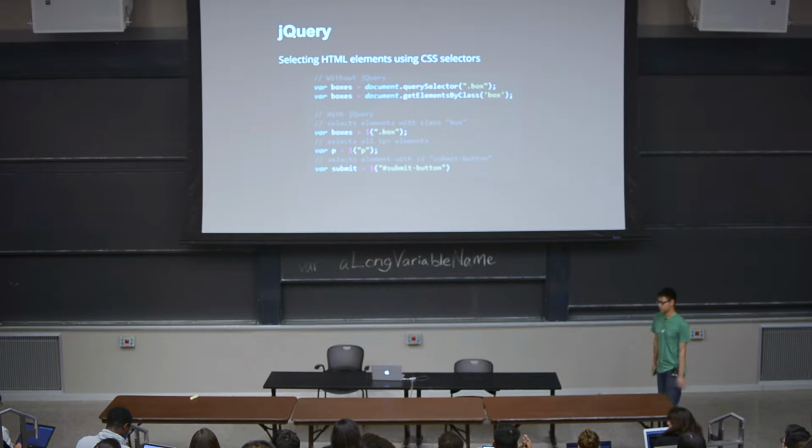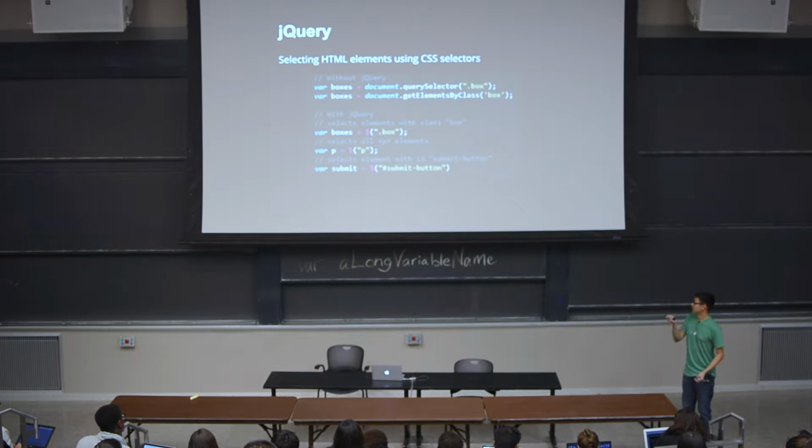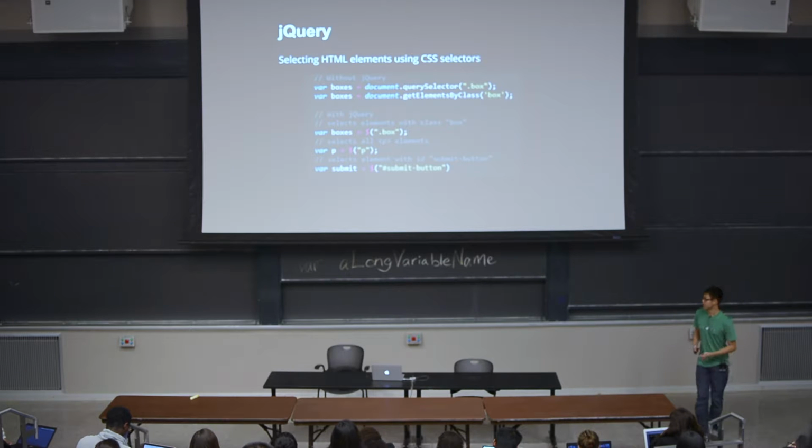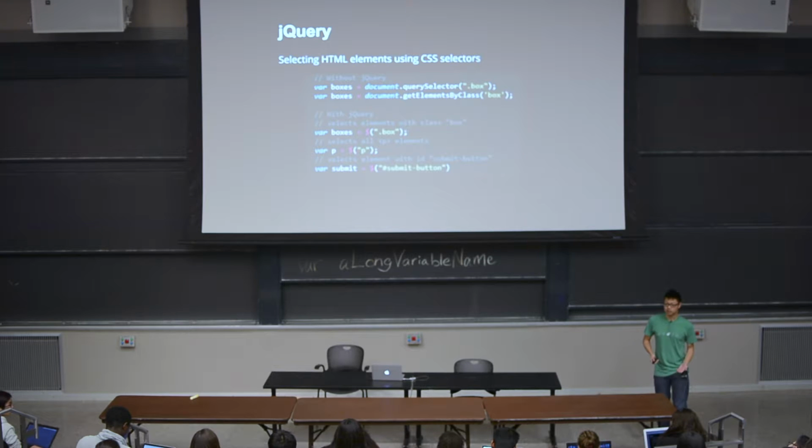And because we're developers, we're really lazy, right? So we just want to make it as simple as possible to do this sort of thing. And we can do it by using this $ sign and then passing in the CSS selector that we want. In this case, we pass in .box as a string, and what this says is get me all elements in my page that have class box.